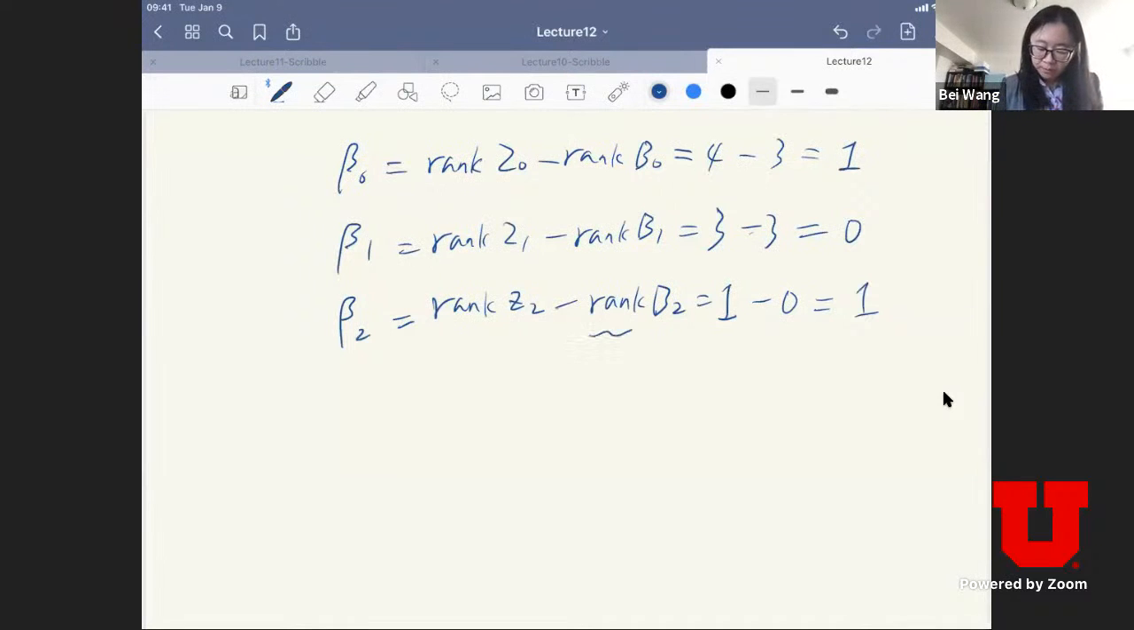Because in order for me to get the rank of B2, I need to work with a boundary matrix sigma 3. But sigma 3 means that the columns have to be tetrahedra, but I don't have any tetrahedra, which means this is an empty matrix. And because it's an empty matrix, the number of non-zero rows is equal to 0. So that's why it's 0. Okay. So what this means is that for the tetrahedra, I have 1 void.